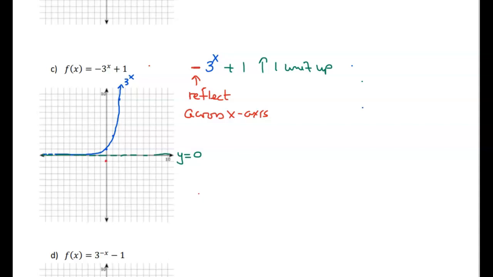So 0, 1 goes to 0, negative 1. 1, 3 goes to 1, negative 3. And 2, 9 goes to 2, negative 9. And then the fraction ones are the same. All right, we keep that same horizontal asymptote, but now the function is at the bottom. Oops. This is negative 3 to the x.